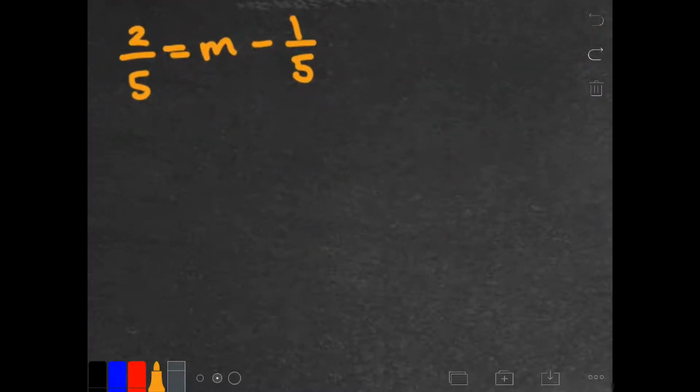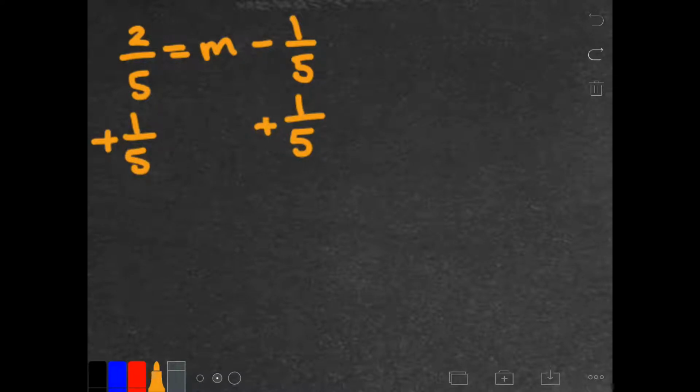Here's another example. Well, what if I have a fraction? 2/5 equals m minus 1/5. Same thing. I'm going to undo the subtraction by adding 1/5 to both sides. Little review on fractions here.